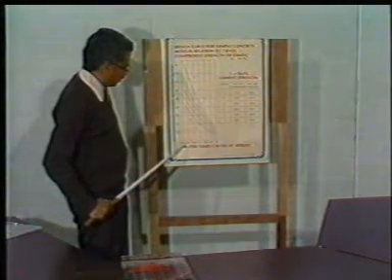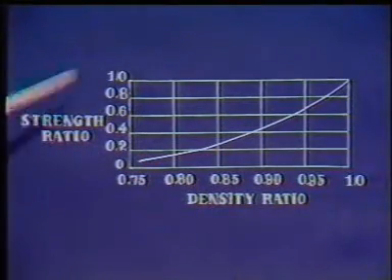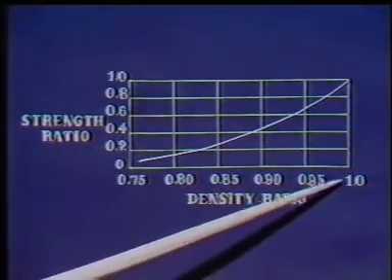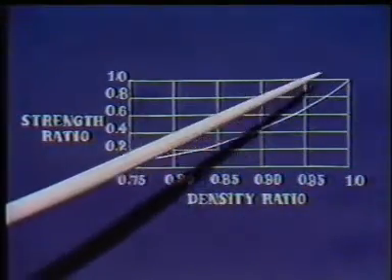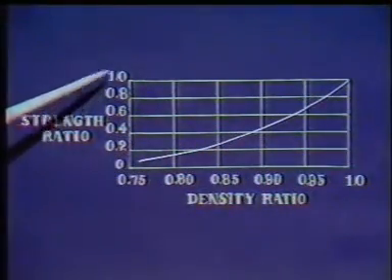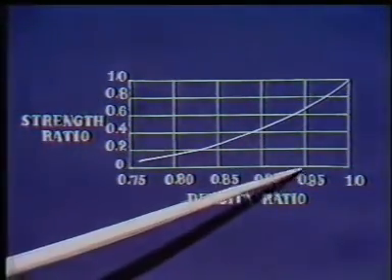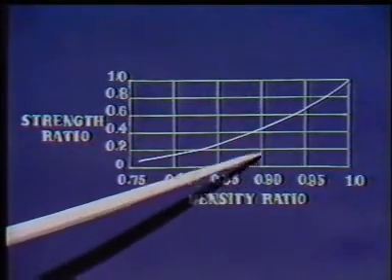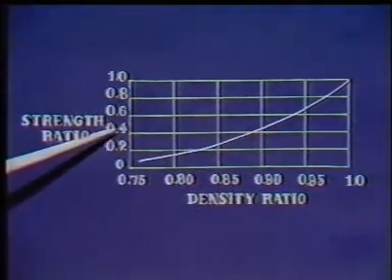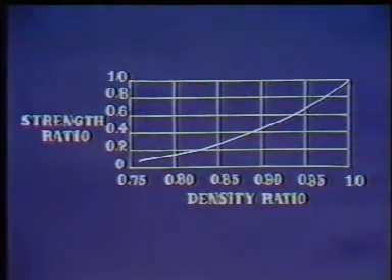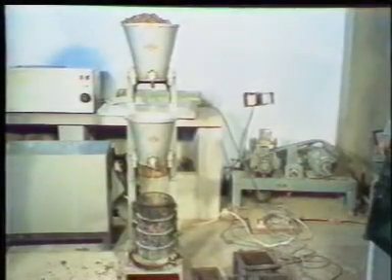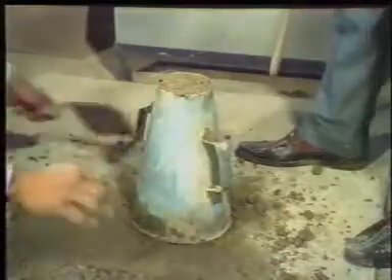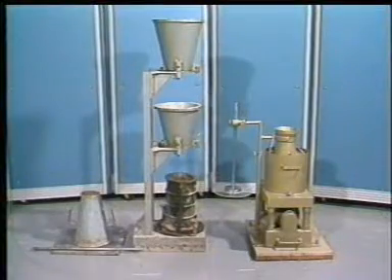Concrete density ratio versus strength ratio explains the importance of compaction for concrete strength development. A reduction of 5% in density results in 25 to 30% reduction in strength. Thus, workability is another concept which plays an important role in concrete mix design.